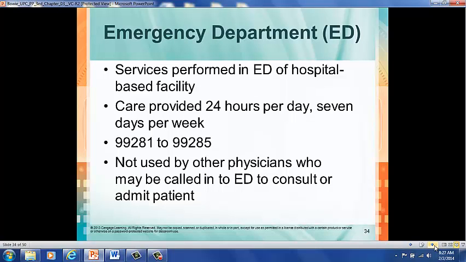Emergency department services are defined in CPT as an organized hospital-based facility for the provision of unscheduled episodic services to patients who present for immediate medical attention. These codes are used by providers to perform services in the emergency department of a hospital-based facility, which is open 24 hours a day, 7 days a week.